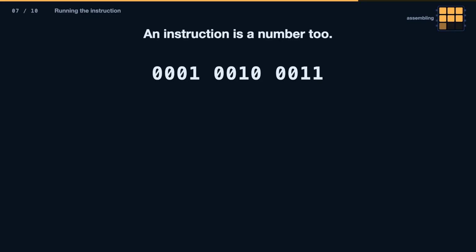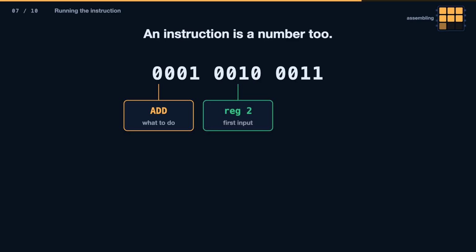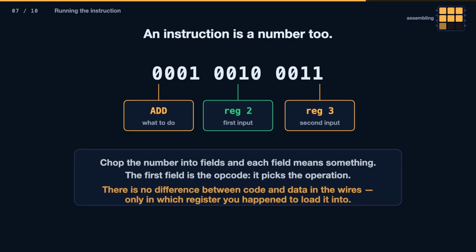We have arithmetic, memory, and timing. One piece is missing, telling the thing what to do. And an instruction turns out to be just a number, like everything else in this machine. Chop that number into fields, and each field means something. The first is the opcode. It picks the operation. The rest pick registers.